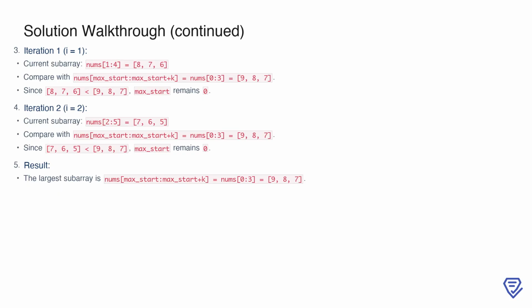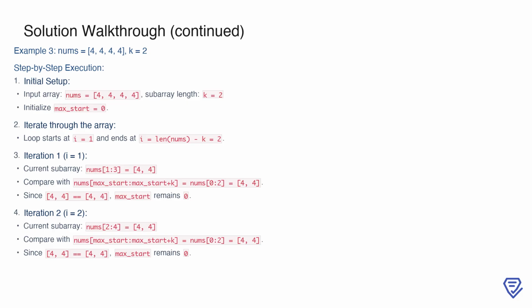Comparing this with the subarray starting at max_start, which is also [4, 4], we find that they are equal. Therefore, max_start remains 0. In the second iteration, where i equals 2, the current subarray is again [4, 4]. Comparing this with [4, 4] from the existing max_start, we see that they are still equal. As a result, max_start remains unchanged at 0. After completing the iterations, the largest subarray is [4, 4], starting at index 0.